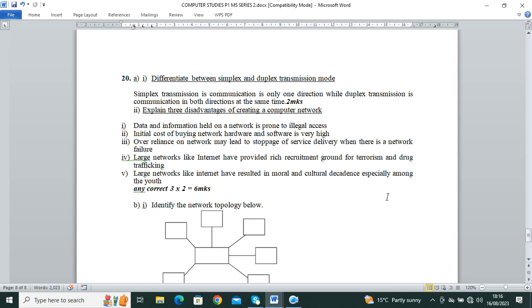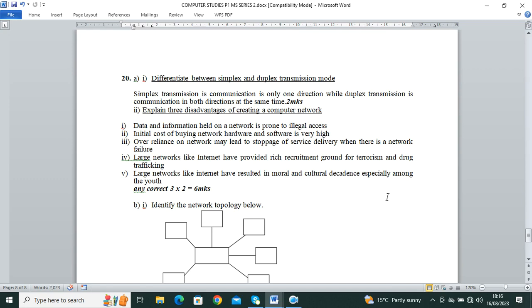Then explain three disadvantages of a computer network. Data and information held on a network is prone to illegal access. That is very true. Initial cost of buying network hardware and software is very high. Over reliance on the network. In short, the examiner is asking about the demerits. That is, when you use the network so much, what are the repercussions?